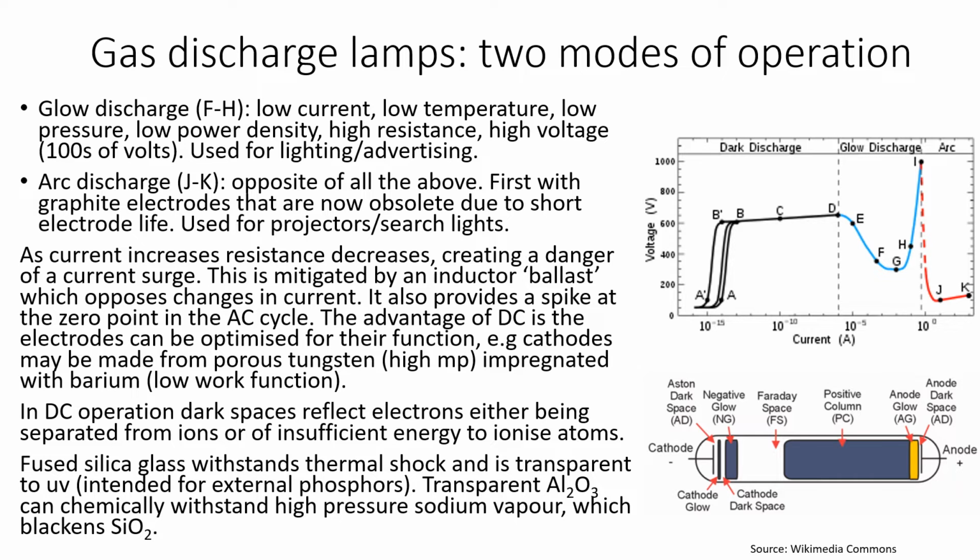And so you often see fused silica glass with these things. Silica glass is very useful for spectroscopy because it lets ultraviolet straight through, and it's good at withstanding thermal shock. And I think typically aluminium oxide is used rather than silicon dioxide with sodium vapor, as it's sort of more resistant, doesn't discolor.